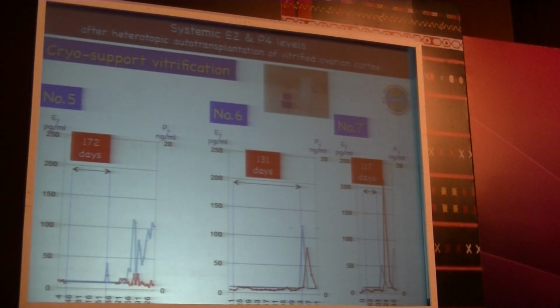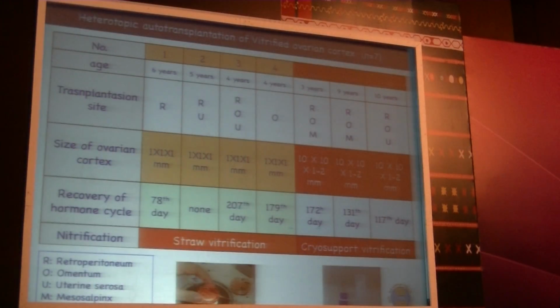As you can see in this slide, we could also confirm the recovery of the hormone cycle by this new device, cryosupport vitrification. Finally, no difference was seen in recovery of the hormone cycle between the 2 methods. This table lists experimental results using vitrified ovarian cortex from 7 monkeys. The median duration for which transplanted ovarian tissue recovered to function was 151 days. Finally, we developed new ovarian tissue vitrification methods using stool and cryosupport.